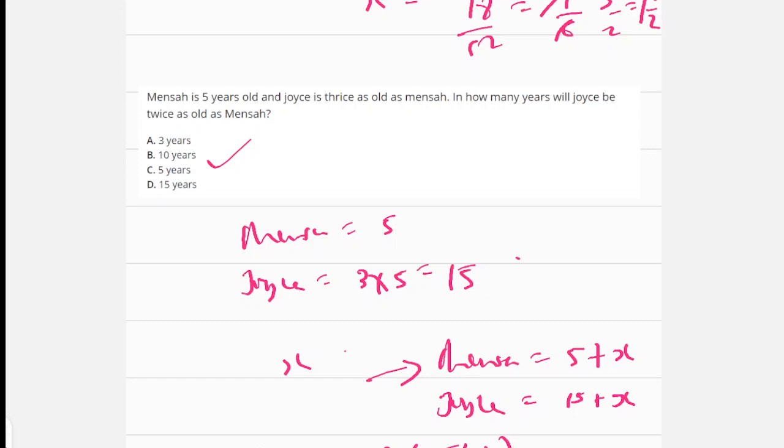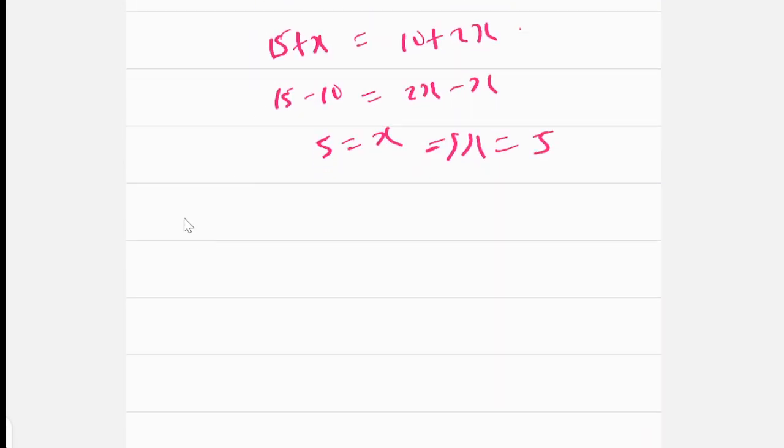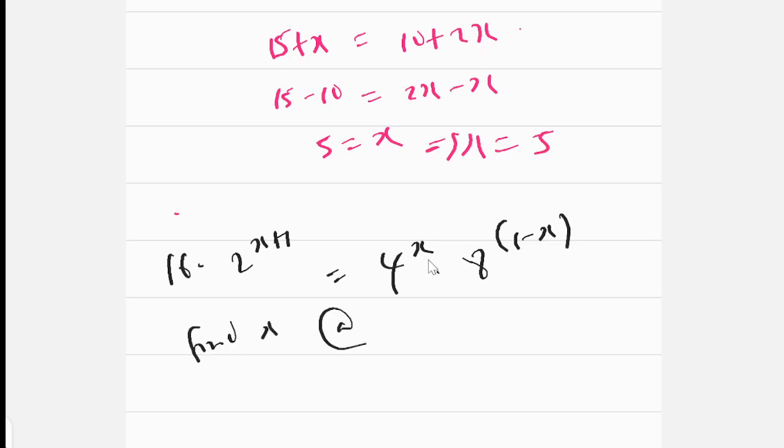So we have 16 multiplied by, maybe I should just write it. 16 multiplied by, let me change my pen. 16 dot 2x plus 1 is equal to 4 raised to power x multiplied by, that is dot 8 into 1 minus x. Then we have to find x. And our options are, option 1, we have minus 4, 4, minus 1, 1. This is not difficult to do.